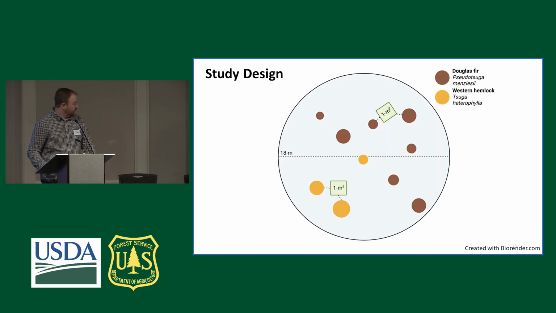Here's what the typical study site looks like. That gray circle there is the forest inventory plot, and in those plots I identify Douglas fir or Western hemlock adults and establish these meter squared plots right along the base, within 3 meters of the base of these trees.